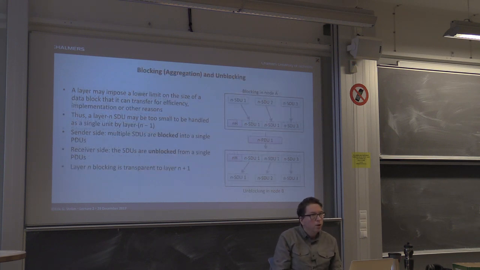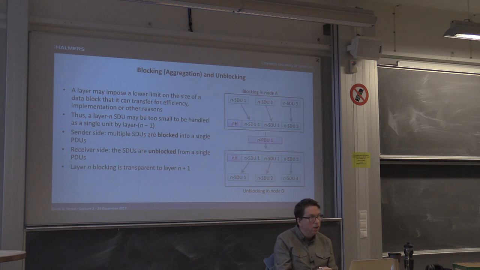Okay. One can also think of the opposite. A layer may impose a lower limit on the size of the data block. It might not be happy to transmit just a single bit. It needs maybe a byte, right? Or it needs at least 10 bytes to do its job. Who knows, right? So there might actually also be a lower limit to the size of a data block that it can transmit, or rather it could be for efficiency reasons or implementation or some other reason.